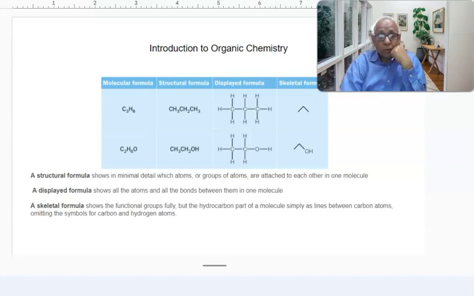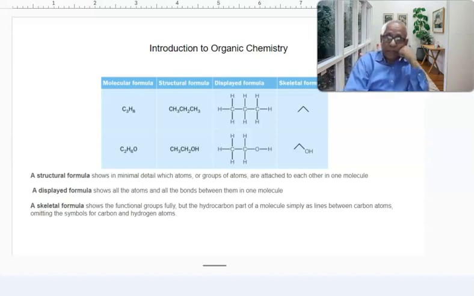And what is molecular formula? Just composition of elements. And structural formula shows minimal details, which atom or group of atoms are attached with each other. But displayed formula shows atoms and all the bonds between the atoms. And skeletal formula simply shows the functional group. Rest are all in with a skeleton.